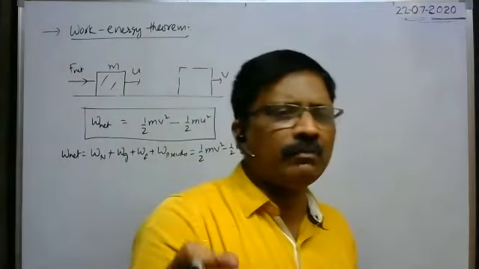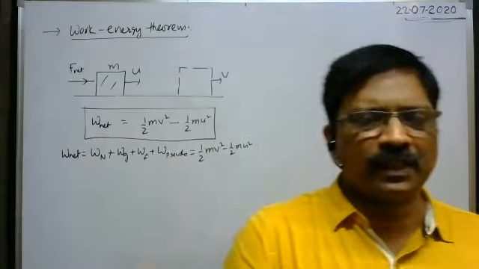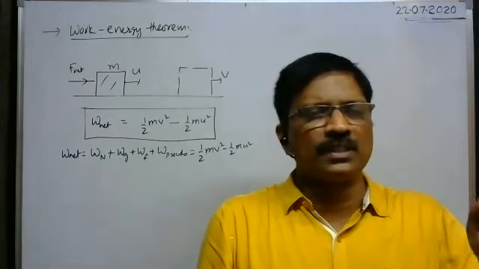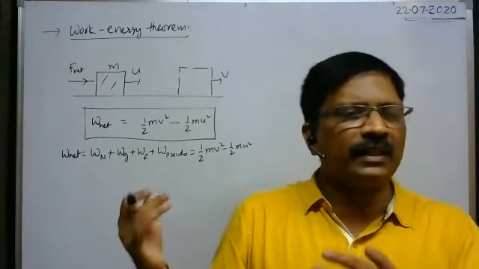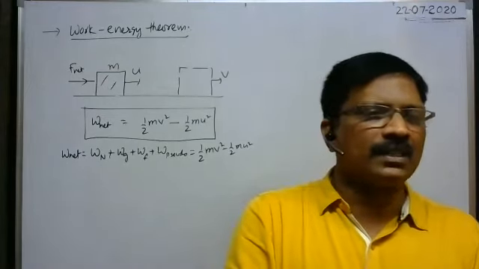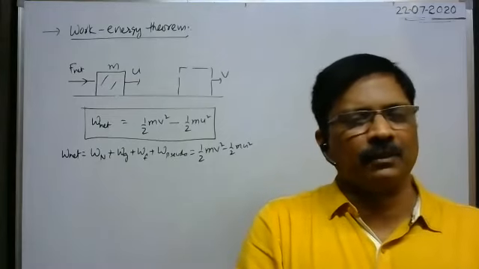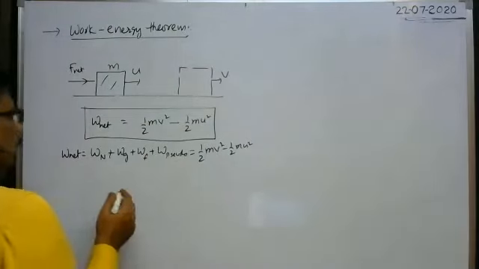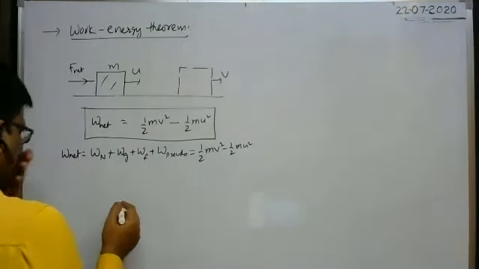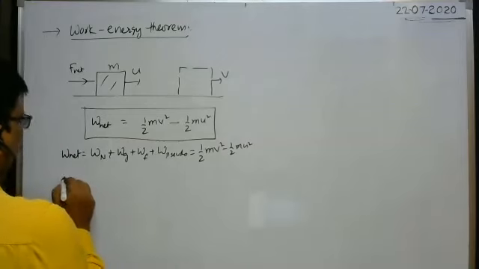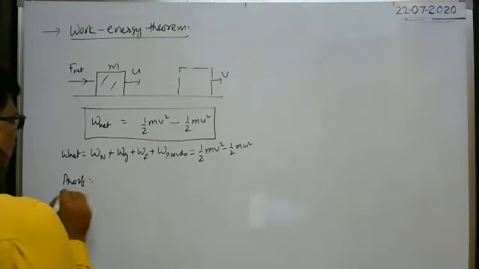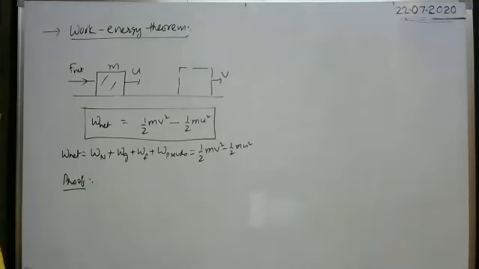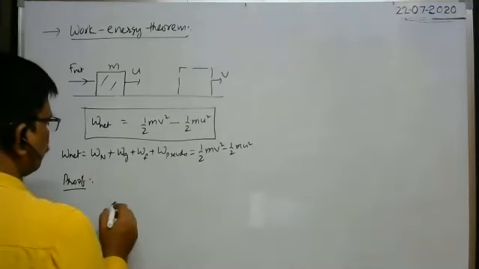The work done by unbalanced force on a body is equal to the change in kinetic energy, or the net work done by all the forces on a body is equal to the change in kinetic energy of the body. This is the statement of the work energy theorem. Here we have to prove it. Now the proof, because it is for IIT point of view, this derivation is important for a 4 marks question. So now we have to prove.